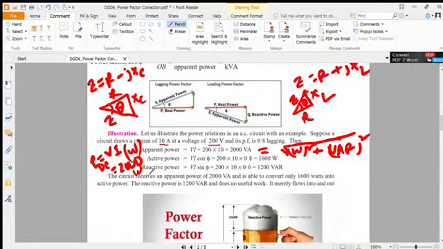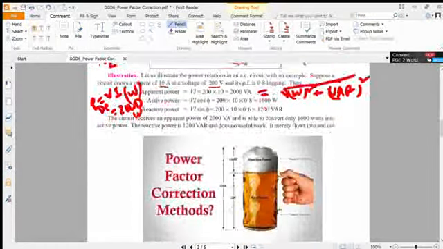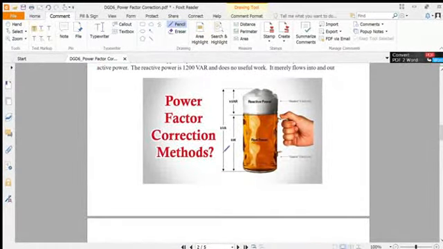So here, this is the reactive power, the reactive component. What it actually does is just go back and forth. Here it is mentioned that the reactive power, 1200 VAR, is not useful work. So here there is a graphical illustration. It's like a bottle of beer. This is real power, the full part of beer, so it's watt, and this is the useless, I mean the wasted electricity, mentioned here.